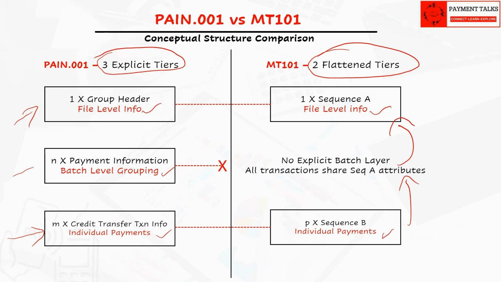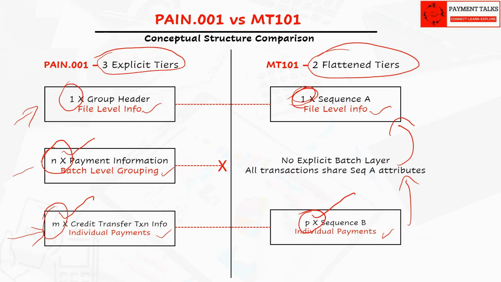In PAIN.001 we have one group header which never repeats and payment info which can be repeated, and under each payment info, credit transfer transaction information which can be repeated inside each payment info section. Whereas in MT101 we have one sequence A which never repeats and multiple sequence B which repeats.